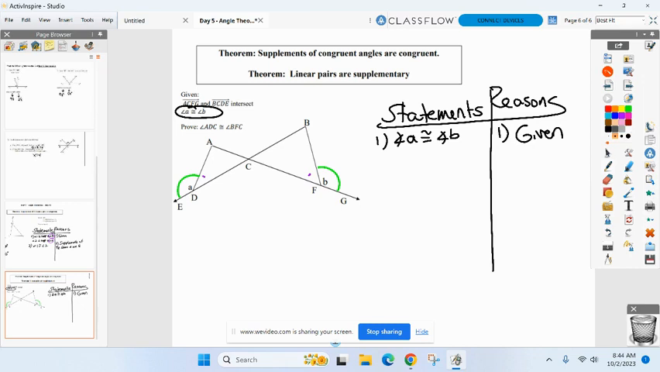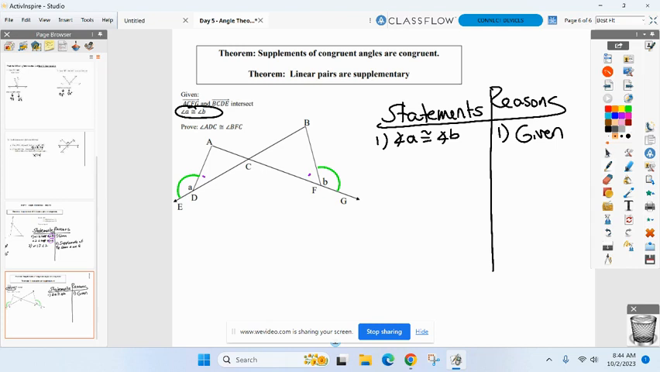So I need to introduce a new one to you, which is, all right, they may not be supplementary to the same angle, but they are supplementary to two angles we know are. They are supplementary to two angles, A and B, which we know are what? Congruent. That makes them congruent. Okay? So if they are supplementary to two angles that are congruent, then they are congruent.